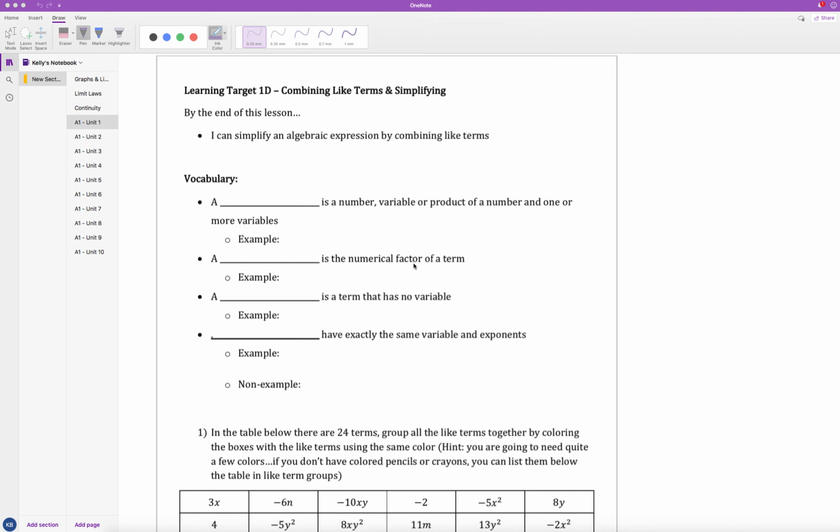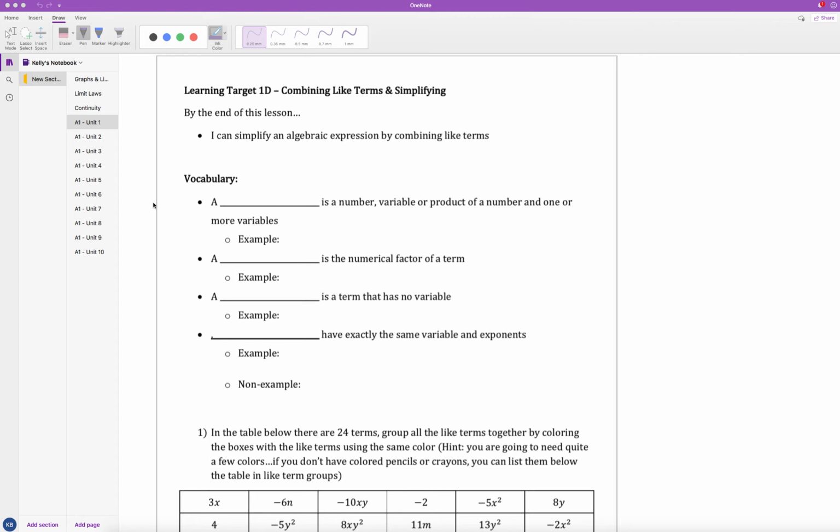Learning Target 1D, combining like terms and simplifying. By the end of this lesson, you will be able to simplify an algebraic expression by combining like terms. Remember, we are in Unit 1, so this is all about expressions and simplifying stuff down. We have yet to enter into equations, which we will in Unit 2.